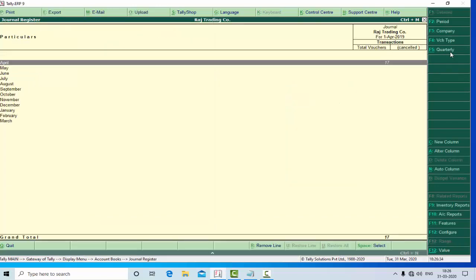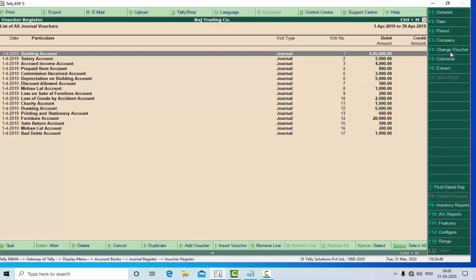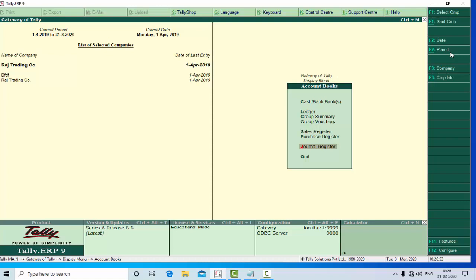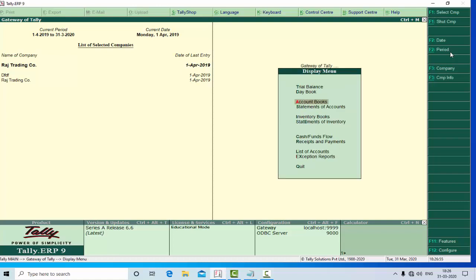And journal register contain the entries of journal voucher. Enter in journal voucher, 17 entries we have entered in the journal voucher in the month of April. If you will enter here, all journal entries will be displayed in this journal register. I think you understand how you can display the account books. So this is a way to display the basic report of your accounts.